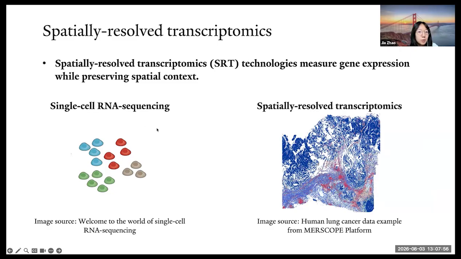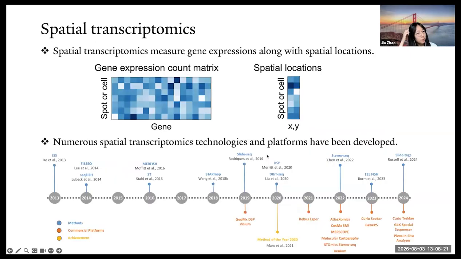But what is new about spatial transcriptomics? It brings another layer of information, which is the spatial context, into the data set. Now we can not only see the gene expression at each location, or each spot or cell, we can also know its spatial location. So the field has been really active. There are a lot of different technologies and platforms developed for this type of data.